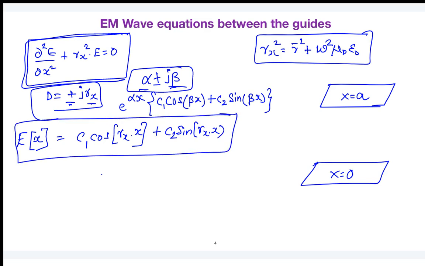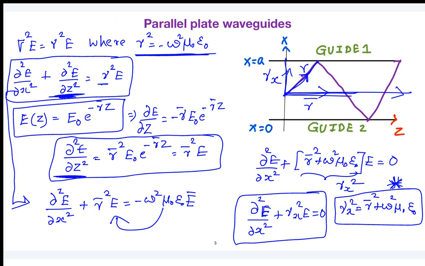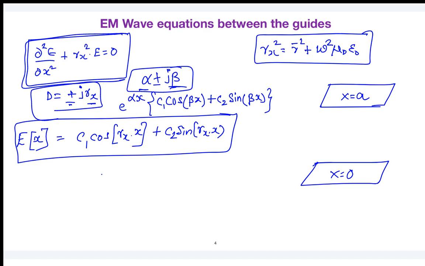This is the equation for electric field with respect to the x direction. We already know the variation with respect to z. So if you combine both x and z variation, how will you write it? Whatever variation you got right now, C1 cos γx x plus C2 sin γx x, into e^(−γz). This gives the combined variation of electric field with respect to x as well as z. Forget about the z variation, we already discussed that. This is the electric field variation in the x direction.